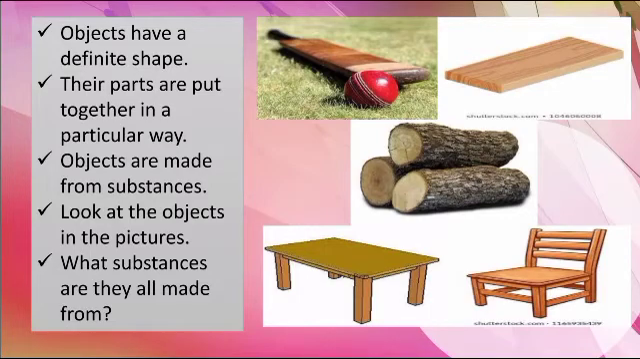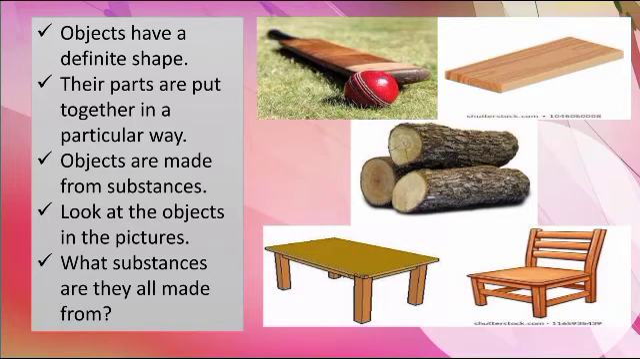If we look at the first picture, that is a bat, and a ball made up of rubber. Then a piece of wood is kept, logs of wood are there, and a table and chair are there. If you see these objects in the slide, you come to know that they are made up of wood. What are these substances made from? They are made from wood. We can use wood to make different objects.